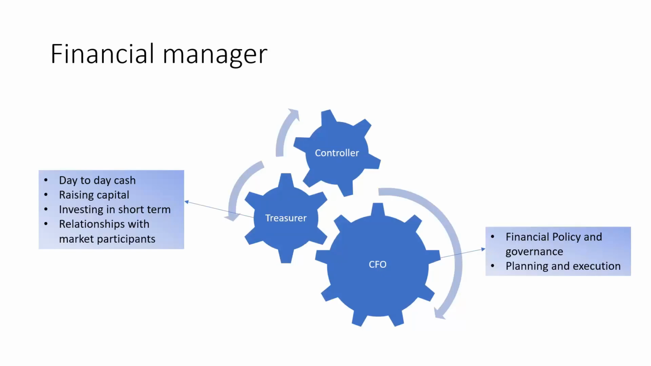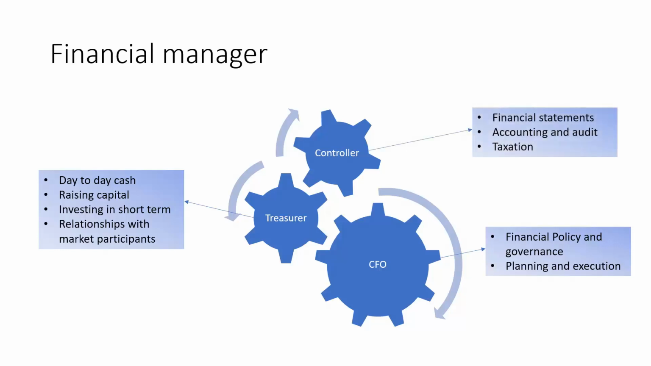So inside the company, who makes these decisions of what projects to acquire, what is the value of these projects, what is the size of the company, how many assets and liabilities does the company have? There are three types of macro level managers inside a company: the CFO, the treasurer, and the controller. The CFO governs the financial policy. He or she is the supervisor of the treasurer and the controller, and the CFO is answerable to the CEO of the company.